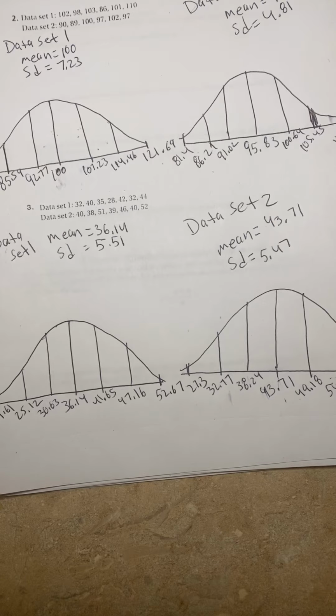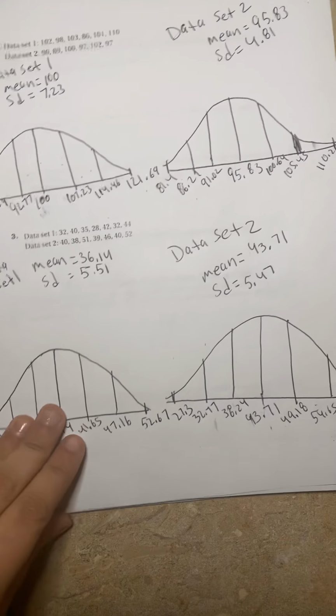Okay, and again, data set 2 this time has a smaller standard deviation. Even though it's not by much, it still has a smaller standard deviation, which means that it has closer data points. It means that our numbers aren't quite as spread out as the first data set. Okay, so then let's move on to the next page.